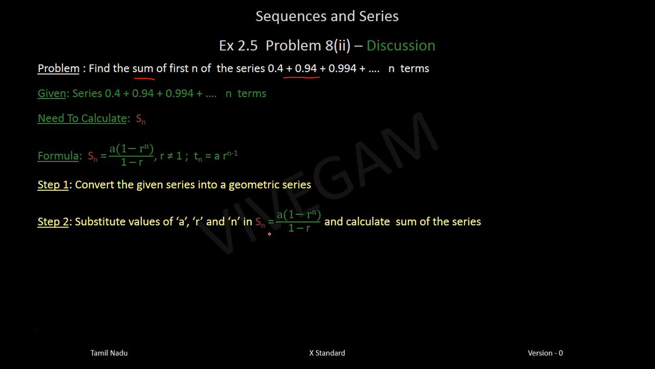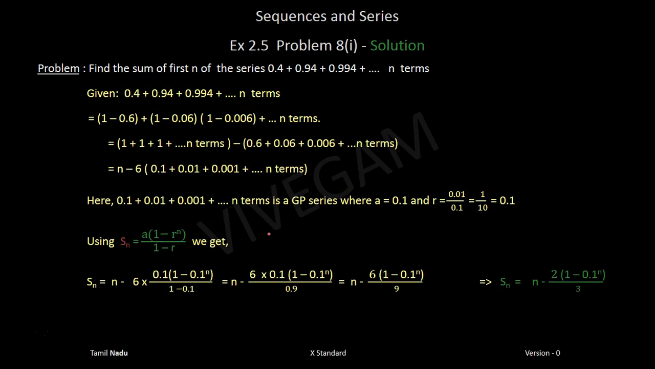Okay, so let's do this problem together. So this is the given series 0.4, 0.94, 0.994. So this 0.4 can be written as 1 minus 0.6. 0.94 can be written as 1 minus 0.06. 0.994 can be written as 1 minus 0.006. The hint is, see, it is getting closer and closer to 1. So that is why we are subtracting it from 1.